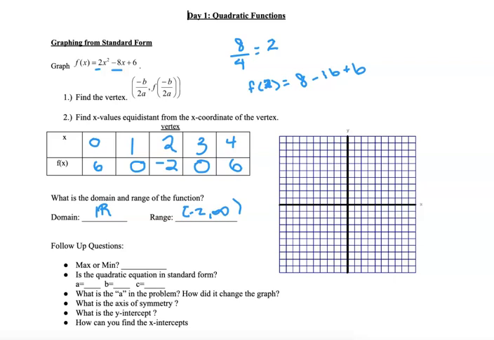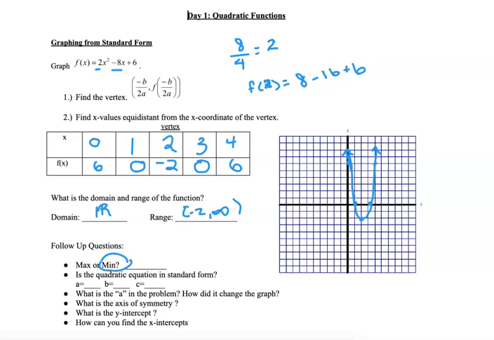I know I have a vertex at 2, negative 2. I've got zeros at 1 and at 3. And I've got a y-intercept of 6 and another value at the point 4, 6. And then I can go ahead and, to the best of my ability, sketch my graph. Okay, and that is a y-intercept there. So then the questions are, do I have a max or a min? Well, I have a min on this graph because the graph opens up.